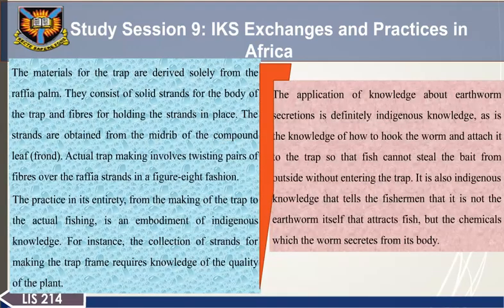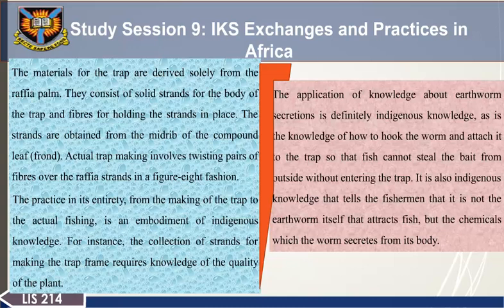The materials for the trap are derived solely from the raffia palm. They consist of solid strands for the body of the trap and fibers for holding the strands in place. The strands are obtained from the midrib of the compound leaf frond. Actual trap making involves twisting pairs of fibers over the raffia strands in a figure-8 fashion.